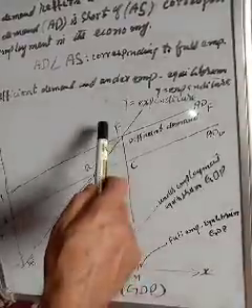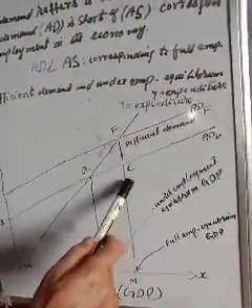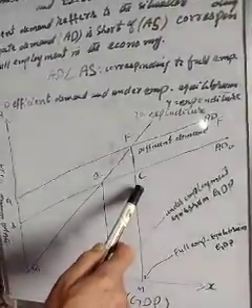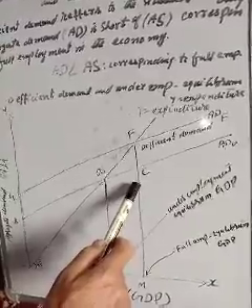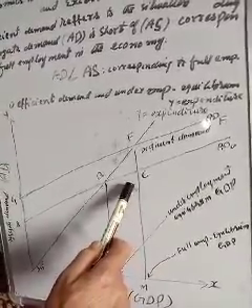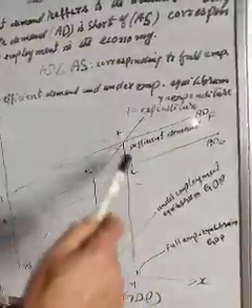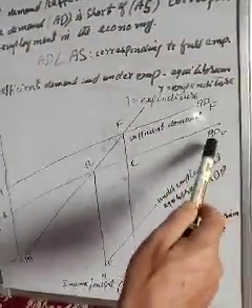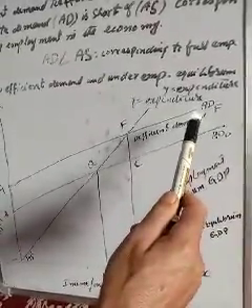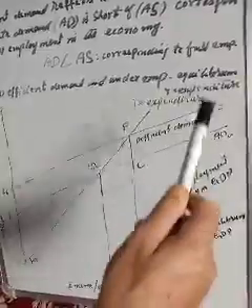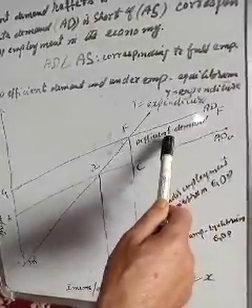And this FC, from this to this, FC is the vertical difference between ADF and ADU. It measures the extent to which AD is deficient. This FC is the difference from ADF to ADU. It measures the extent to which AD is deficient.